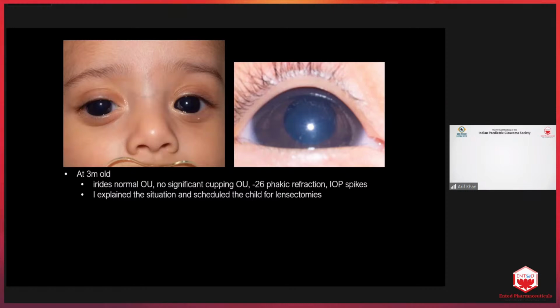Unfortunately, the family did not like what I was telling them and didn't like the idea that I wanted to remove the lenses, even though I spent a lot of time discussing the situation.